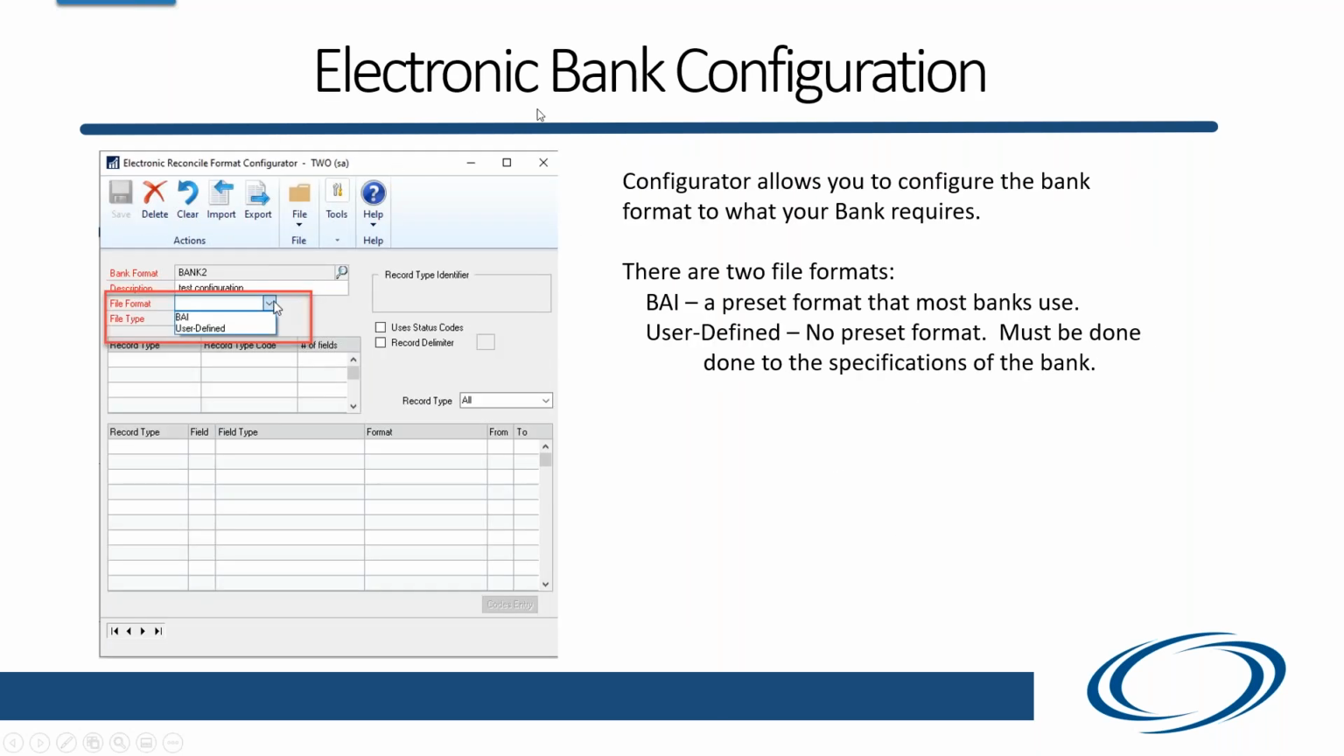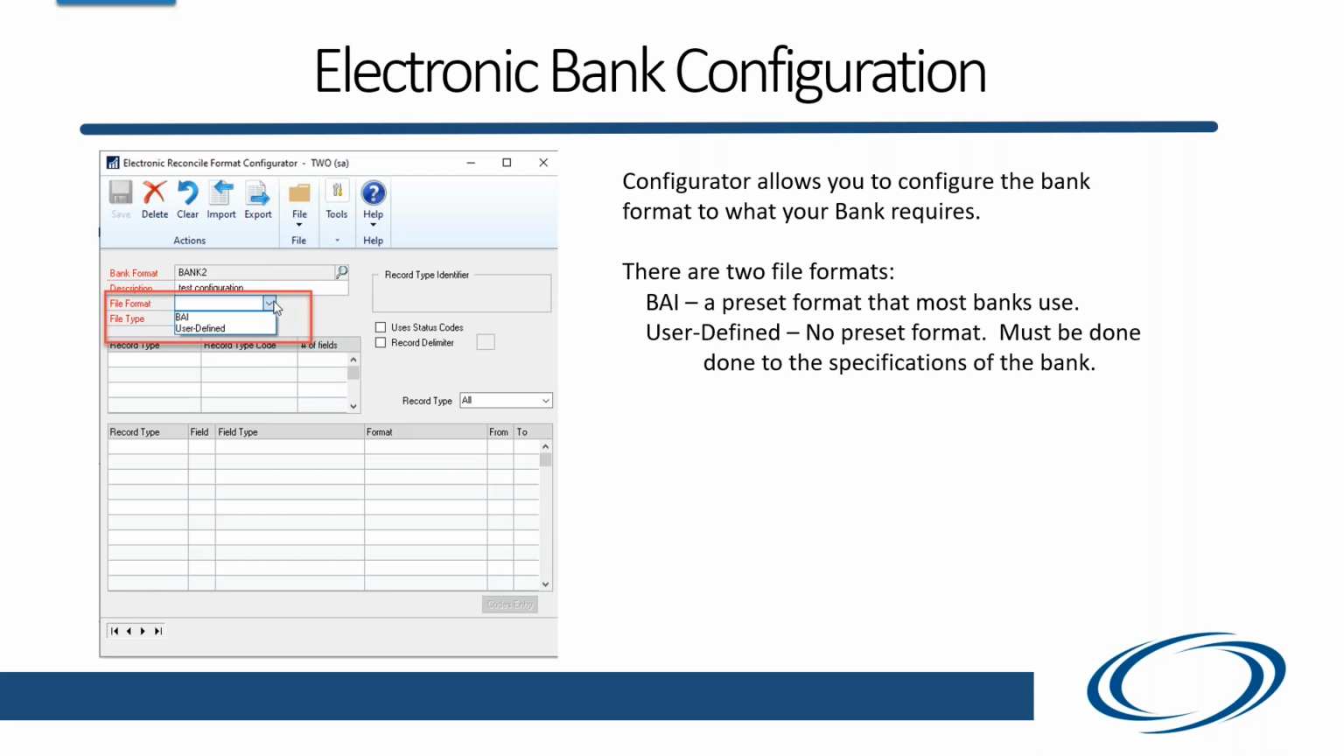The bank configuration is where you spend most of your time. You have 2 different file formats that you can use, a BAI, which is a preset format that most banks use. They've gone through and put in what most banks get on files, and have created that file format for you. We will look at one of those. And then you also have a user defined one that you can set up for your own purposes.